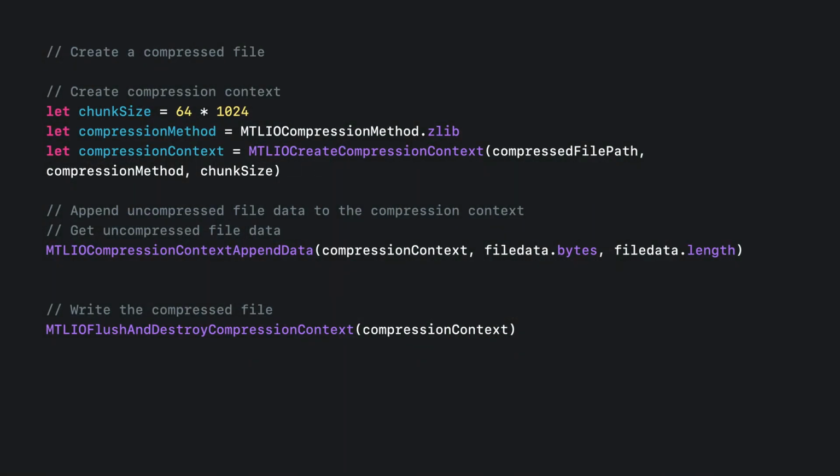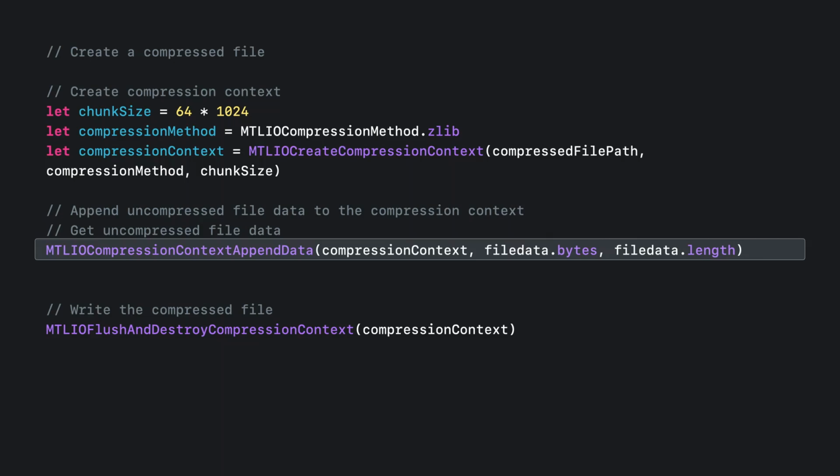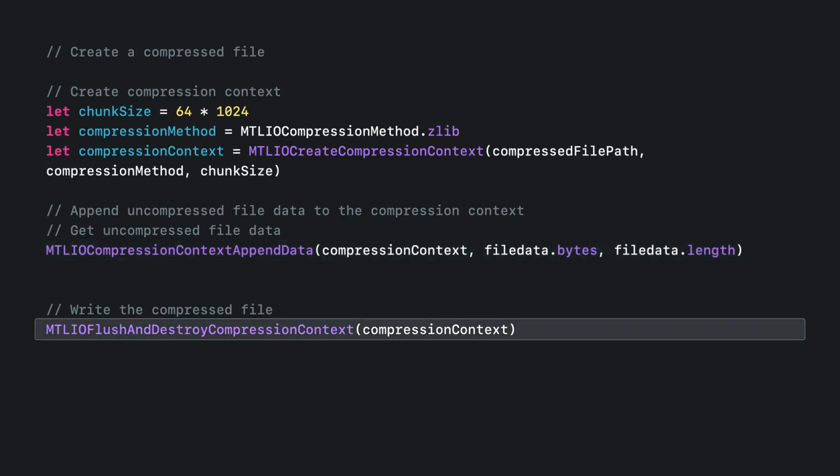Here's how you use the compression APIs in Metal 3. First, create a compression context by providing a path for creating the compressed file, a compression method, and a chunk size. Next, get file data and append it to the context. Here the file data is in an NSData object. You can append data from different files by making multiple calls to append data. When you are done adding data, finalize and save the compressed file by calling the flush and destroy compression context function.